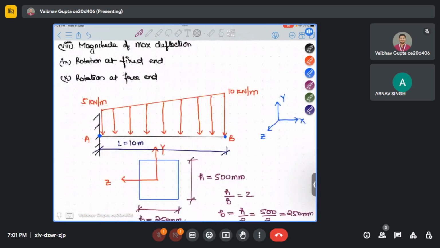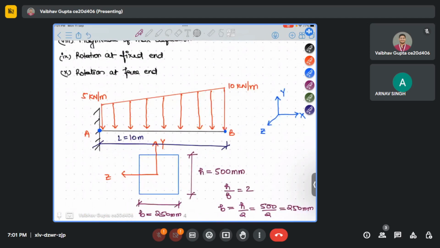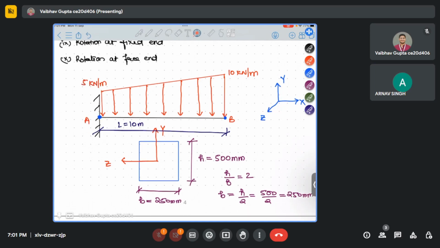Suppose we have a question like this. This is a cantilever beam fixed at point A and free at point B. Our coordinate axis system we are following like this: X, Y, and Z. The load applied is a uniformly varying load, varying uniformly along the length, with 5 kilonewton per meter at point A and 10 kilonewton per meter at point B.